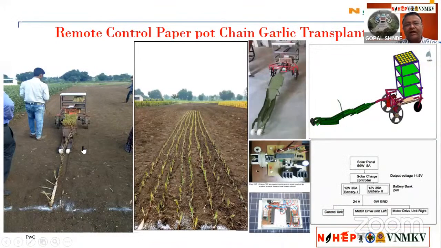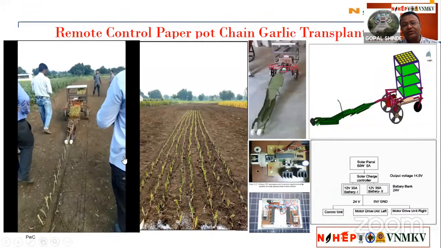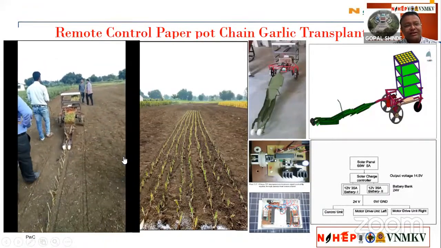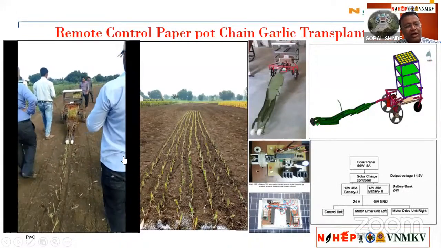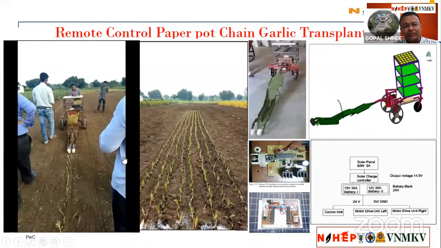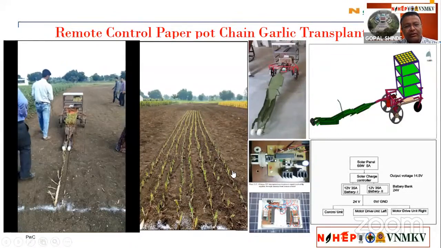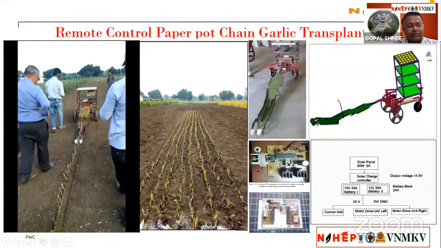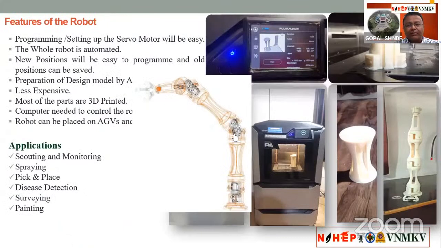This is another AGV device, in which you can use the paper pot chain mechanism using a wireless or wired pendant. You can operate this device remotely by use of the mechatronics kit and technology. At the rate of only 1 minute, you can have 265 plants planted.